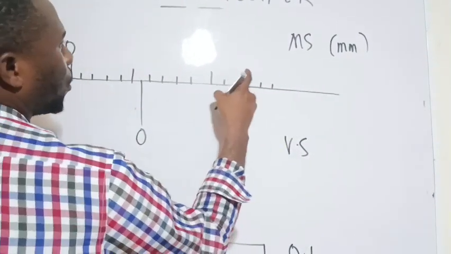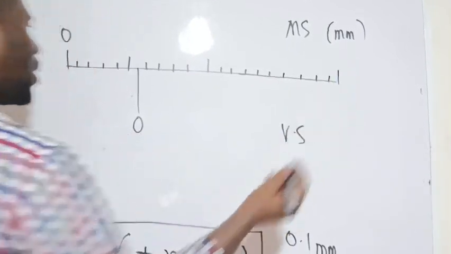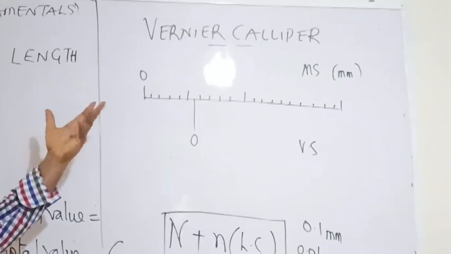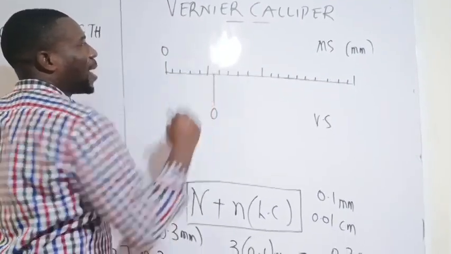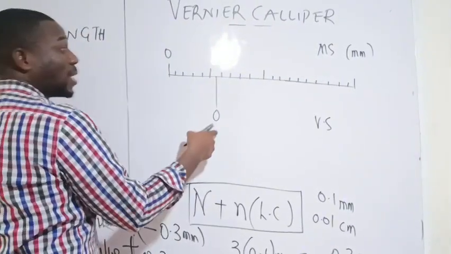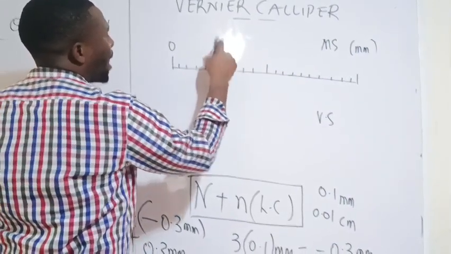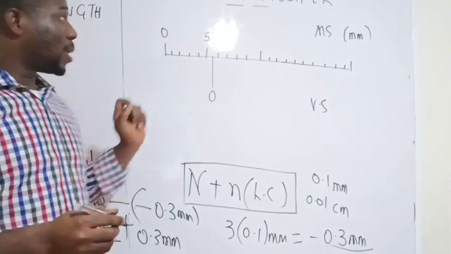It's 1, 2, 3, 4, 5, 6, 7, 8, 9, 10. Now I could start off from 0, but of course, you could tell that I could just indicate what the value on the main scale before the zero mark would be. So let's say this is 1, 2, 3, 4, and let's say this is 5 millimeters, 5 marks before the zero on the main scale.